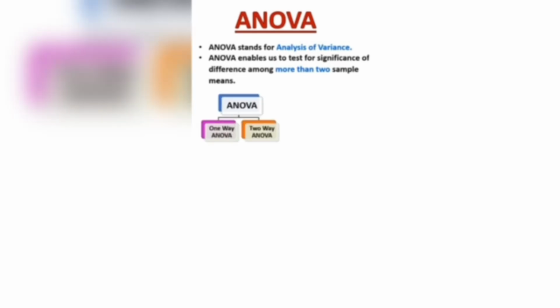ANOVA stands for Analysis of Variance. ANOVA enables us to test for significance of difference among more than two sample means. There are two types of ANOVA, one-way and two-way ANOVA. In one-way ANOVA, there is one independent factor, and in two-way, there is more than one. We saw the F distribution, which plays a crucial role in ANOVA. The F test helps us decide whether the variance between groups is significantly greater than the variance within groups.